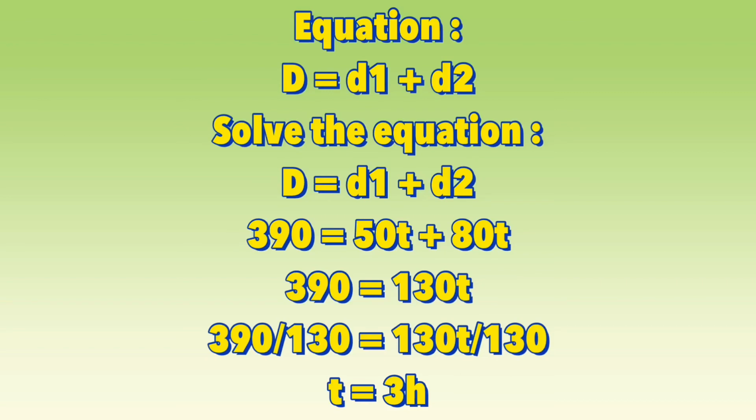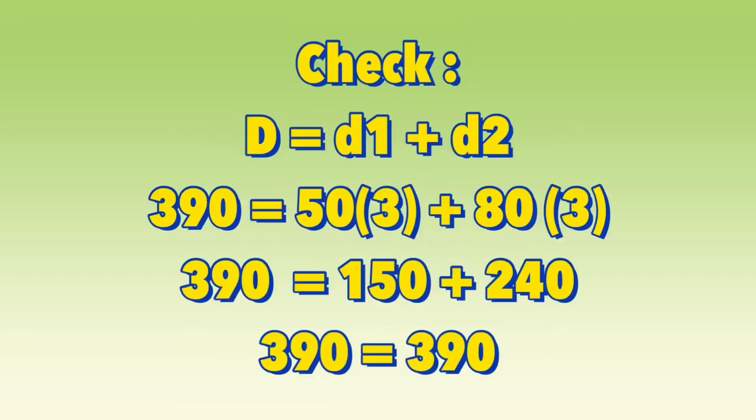We have to check. Distance is 390. Distance of the first bus is 50 times 3 plus the distance of the second bus is 80 times 3. So 50 times 3 equals 150, and 80 times 3 equals 240. So 390 equals 390. So therefore, the equation is balanced. We can say that our answer is correct.